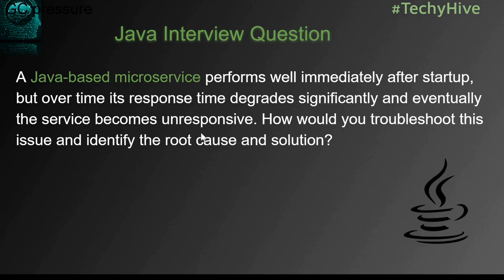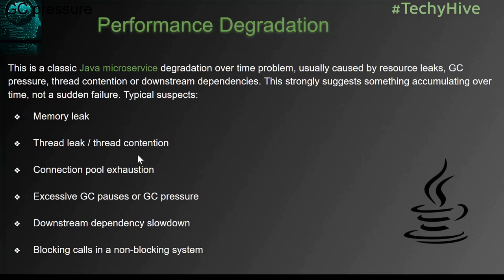So by asking this question, the interviewer wants to understand that you know how to debug a Java application when it's in a production environment. Let's go to the answer of this question. This is a classic microservice degradation over time problem, usually caused by resource leaks, GC pressure, thread contention, or downstream dependencies. This strongly suggests something accumulating over time, and it's not a sudden failure.